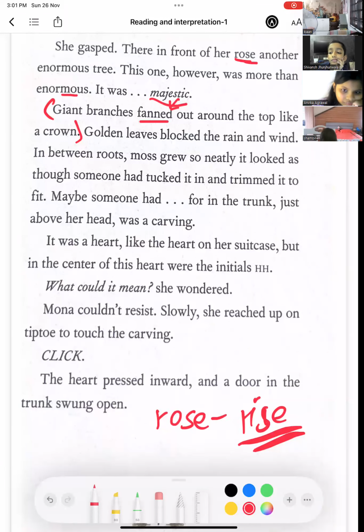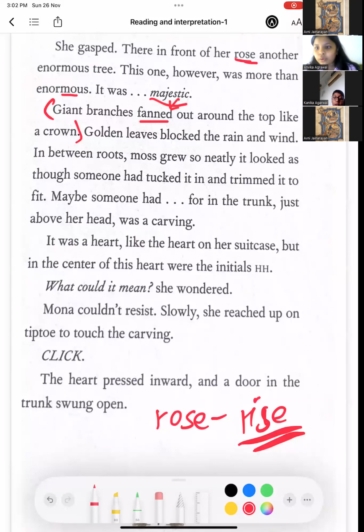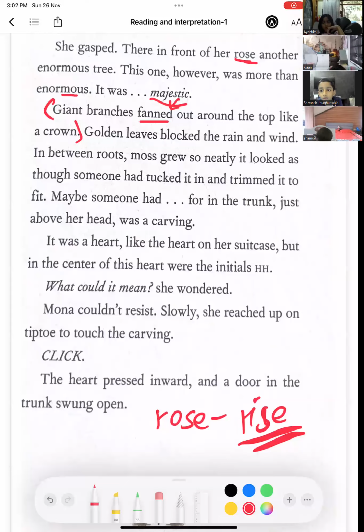Golden leaves blocked the rain and wind. I want to ask you, why have they written leaves as golden? Ma'am, because it may be autumn, so the leaves turn yellow. Yes, because it is autumn. Autumn leaves.